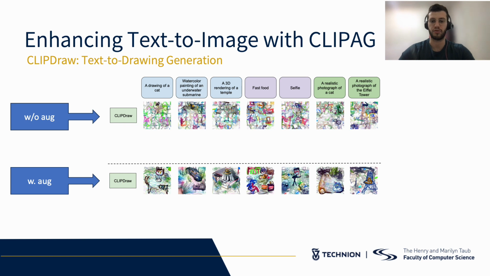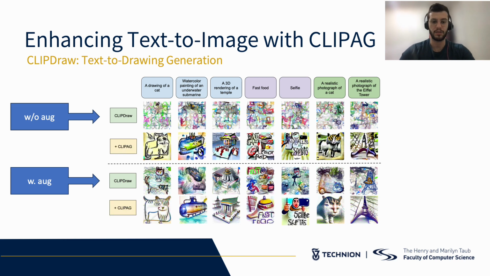We consider CLIPDraw in two modes of operation, with and without augmentations. As we can see, the results without augmentations are almost meaningless, and this is attributed to the adversarial outputs that maximize the alignment to the text target without performing meaningful semantic changes. Interestingly, replacing CLIP with CLIPAG leads to meaningful and improved results in both of the settings, and this is attributed to the better gradients of CLIPAG.